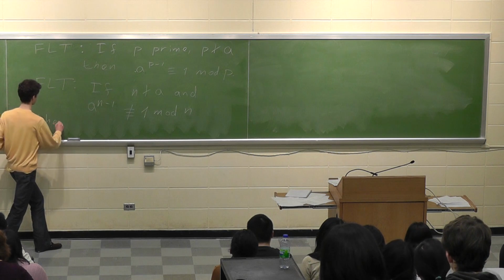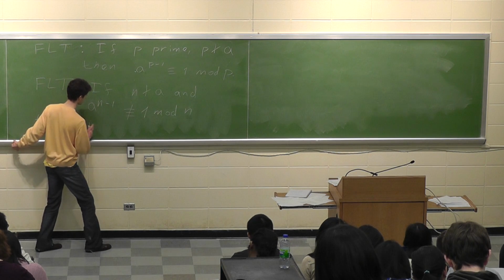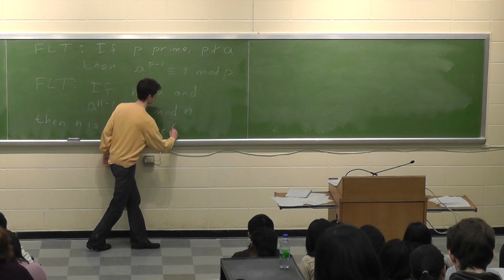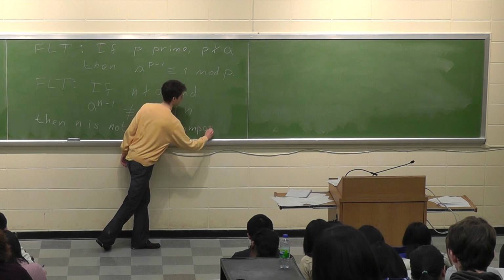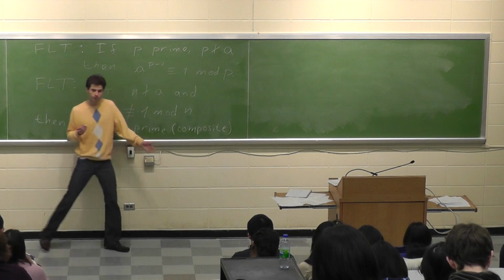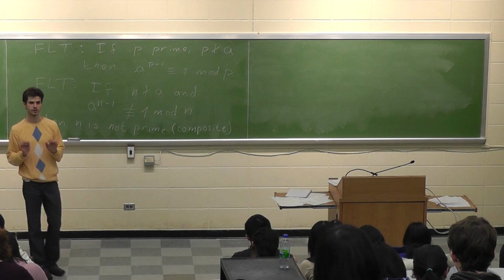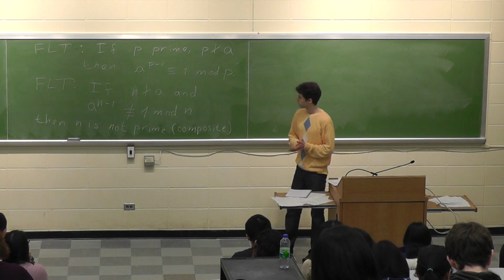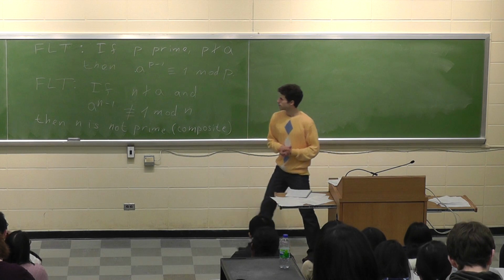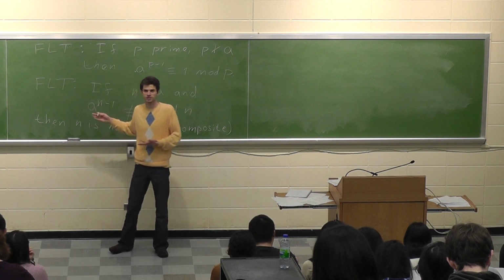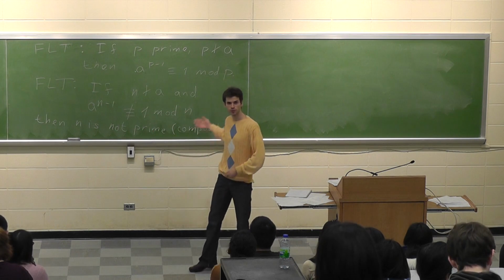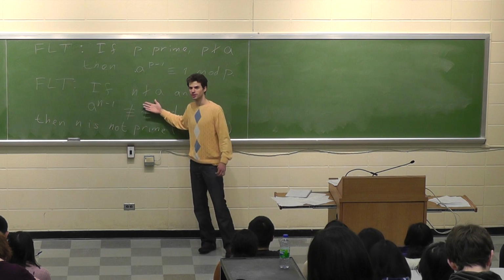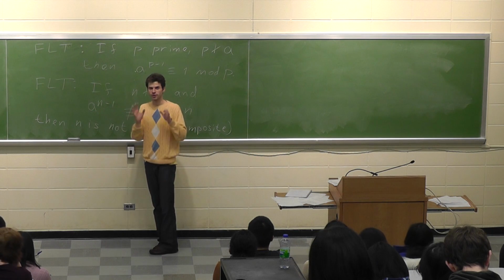Then n is not prime. In other words, it is composite. It has at least 2 distinct factors, not equal to 1 and not equal to n itself. It's the same statement, just formulated in a different way. But once I formulate it this way, it gives me a way to know that some number is not a prime number without actually factoring.